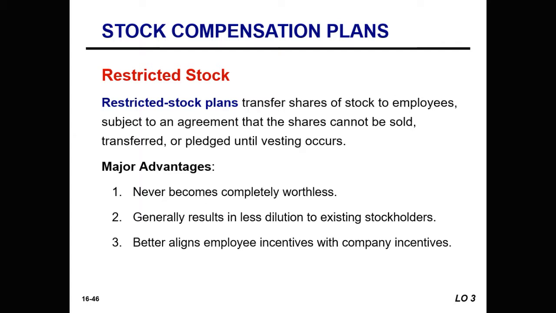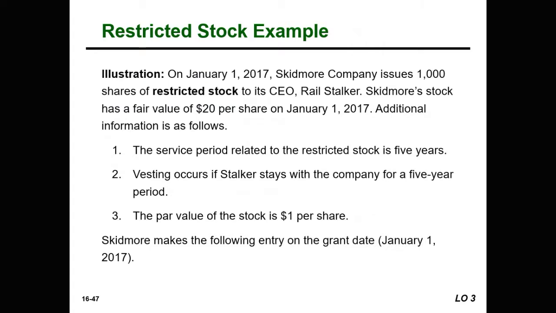With restricted stock, of course, there are some accounting issues, and we're going to go over those. The first part is that we have to determine the fair value of the restricted stock on the grant date. So using Skidmore Company, who issues 1,000 shares of restricted stock to its CEO, Rail Stalker. Skidmore's stock has a fair value of $20 per share on January 1st, 2017. The service period related to the restricted stock is 5 years. Vesting occurs if Stalker stays with the company for a 5-year period. The par value of the stock is $1 a share.